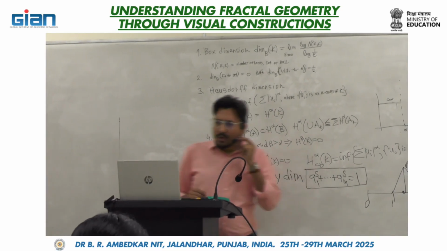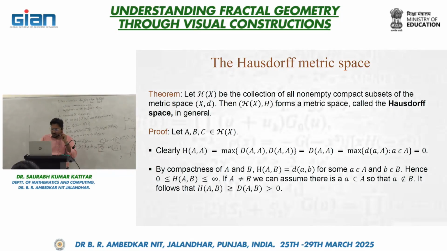So what will be the Hausdorff metric space? Let H of X be the collection of all non-empty compact subsets of the metric space (X, d). Then (H(X), h), and what is capital H? h is the maximum of d(A,B) and d(B,A), which forms a metric space called the Hausdorff space in general.